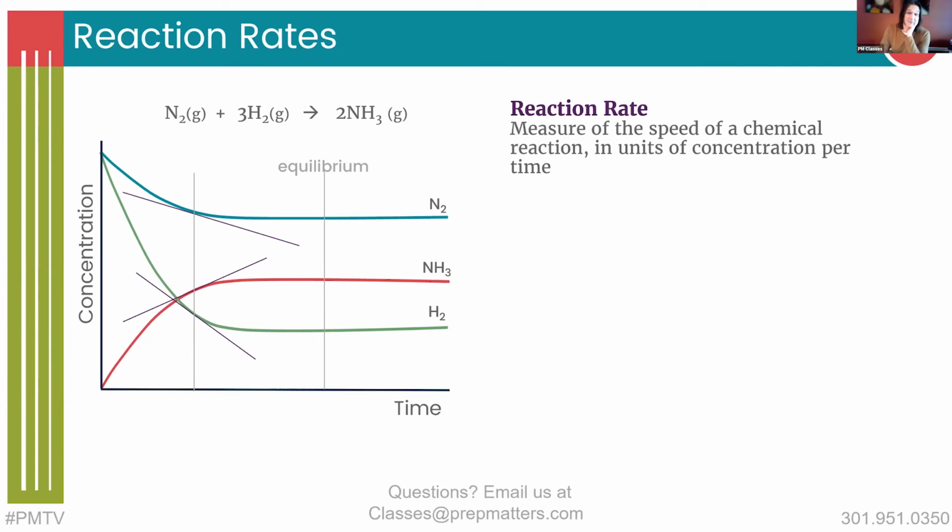Why? Well, as it turns out, the slope of hydrogen there is steeper than nitrogen. It turns out to be exactly 3 times as steep. Why? Because of the coefficient 3. Every 1 nitrogen molecule lost takes 3 hydrogens with it. So the slopes are different, but they are related, which is how we can write one reaction rate.